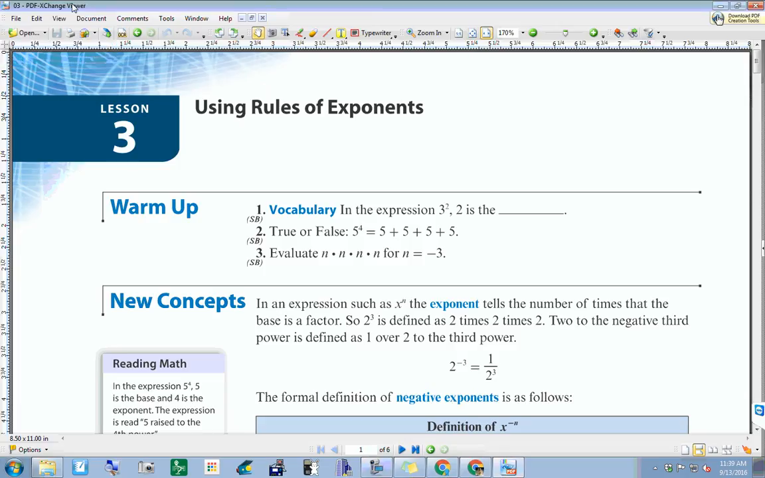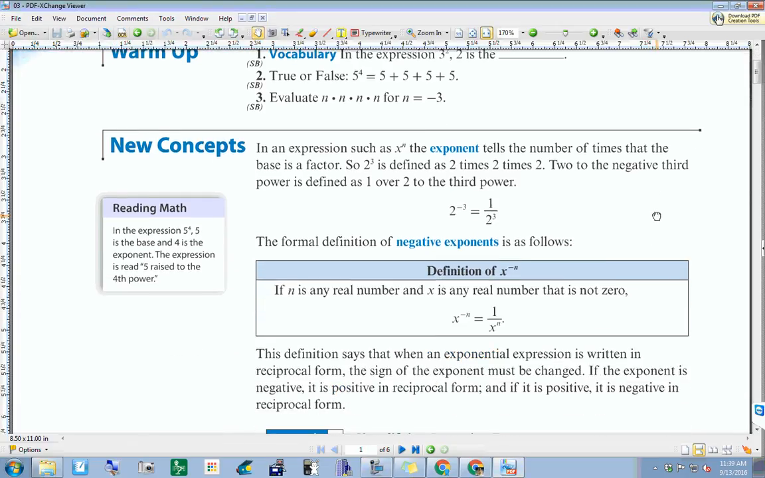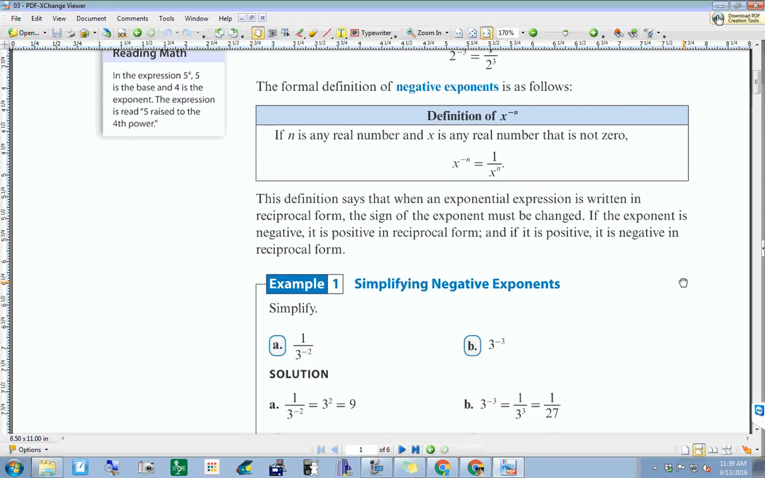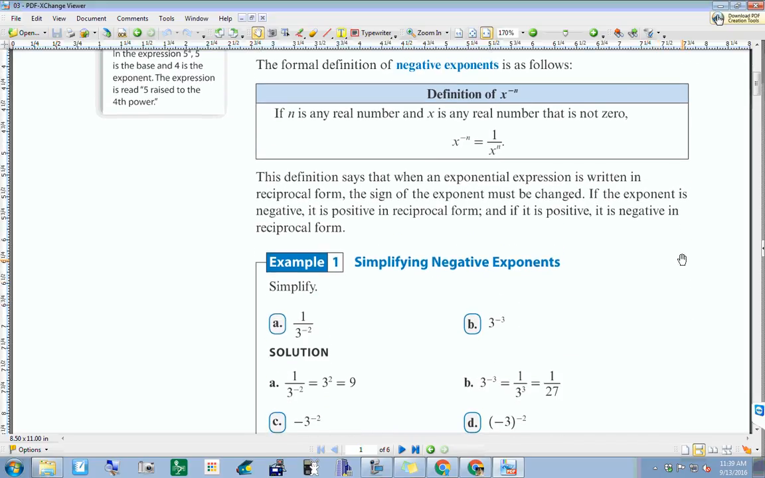Okay, we're going to take a look at rules of exponents. Now, there is one definition that I want you to make sure that you get in that tends to mess people up pretty good. That's this one that's right here.